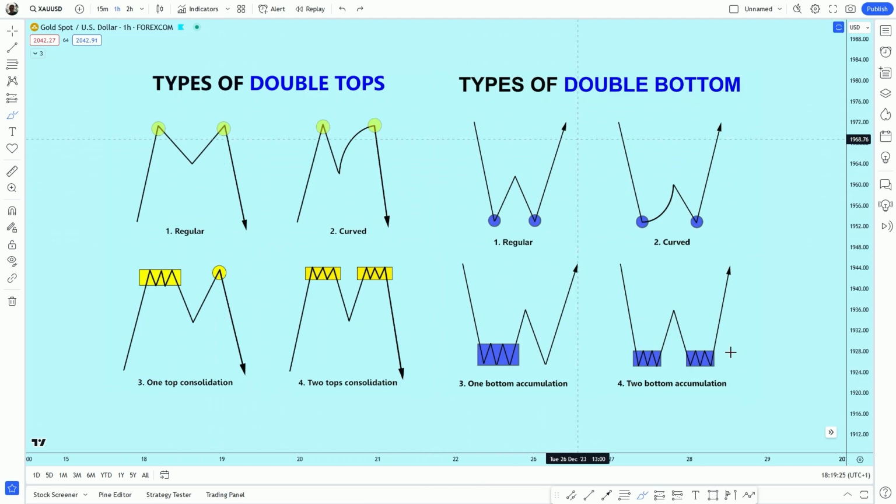Double top and double bottom are my favorite chart patterns because they are very simple and effective. You can use them on any time frame and they are easy to spot.